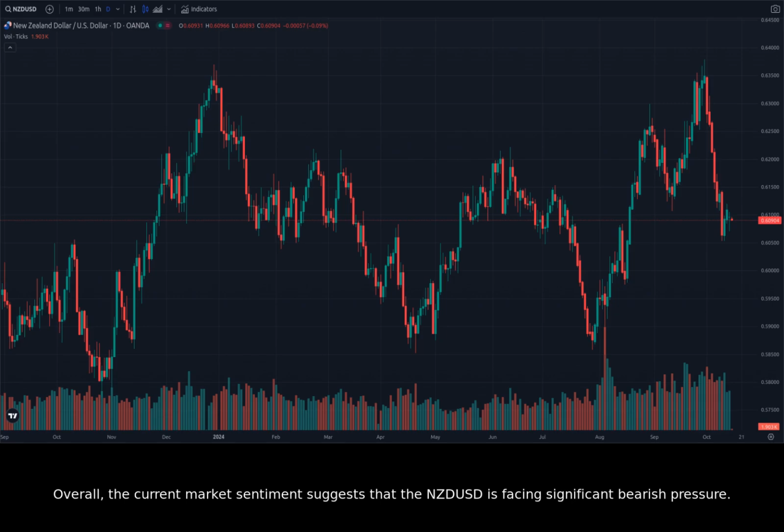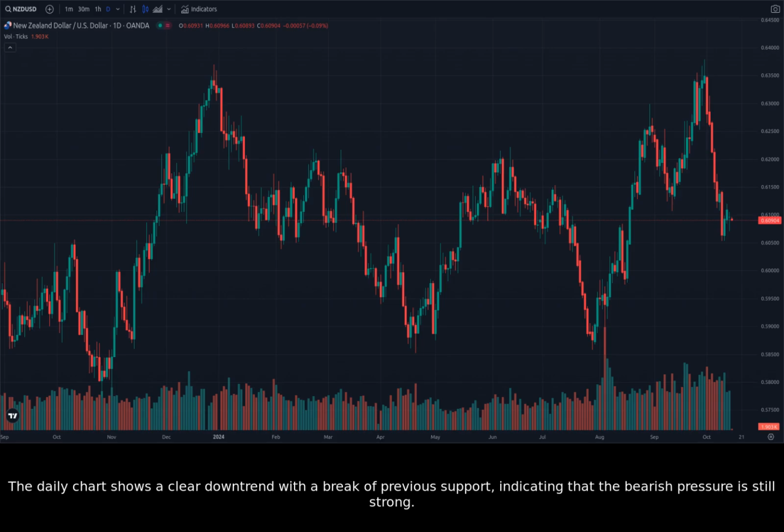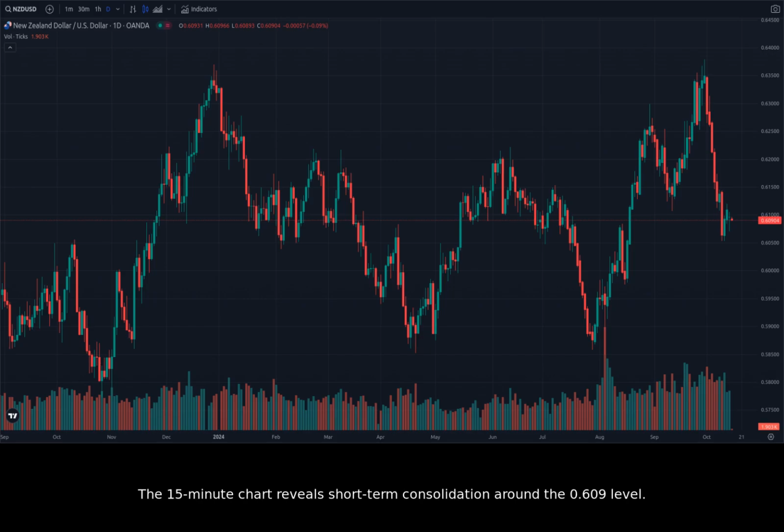Overall, the current market sentiment suggests that the NZDUSD is facing significant bearish pressure. The recent rate cut by the RBNZ has significantly dampened the Kiwi's appeal, and the charts are mirroring this bearish sentiment. The daily chart shows a clear downtrend with a break of previous support, indicating that the bearish pressure is still strong. The 1-hour chart suggests a possible consolidation phase, but the bearish signs prevail with lower highs and lower lows. The 15-minute chart reveals short-term consolidation around the 0.609 level.